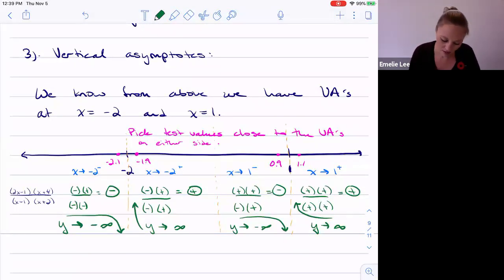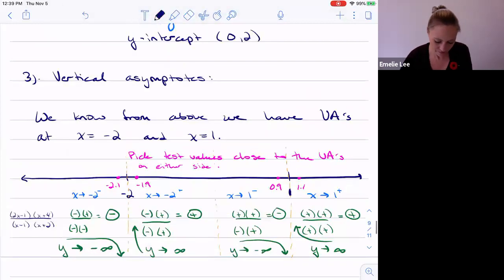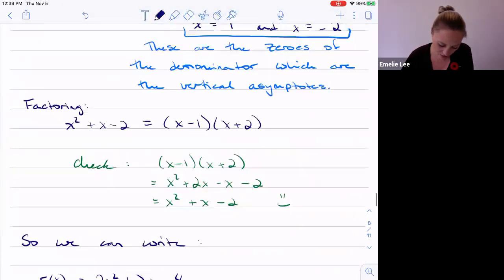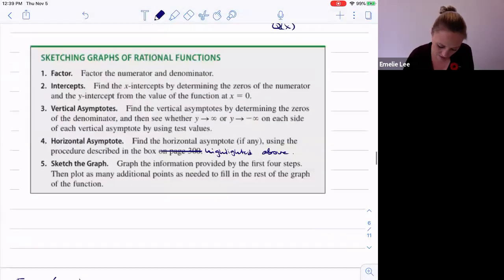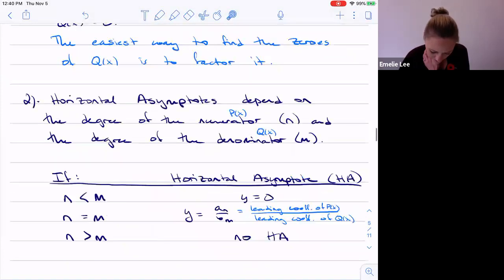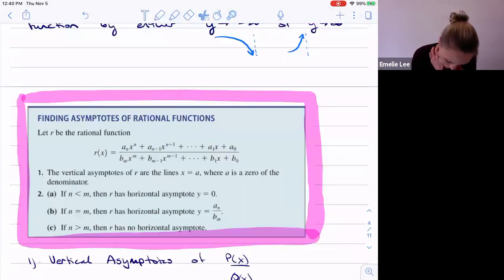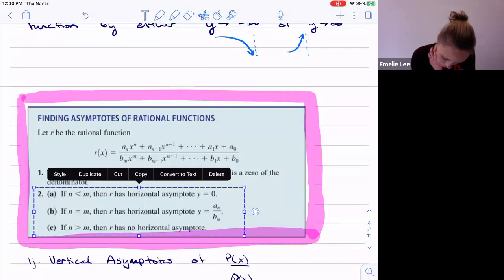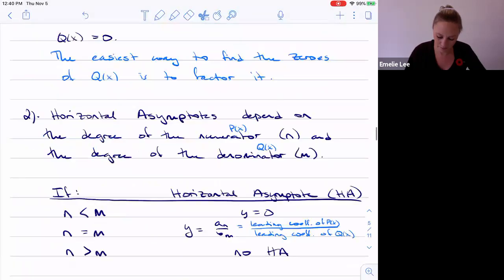All right. Step 4. Almost there. Going back to our list here. Figure out our horizontal asymptotes. So find the horizontal asymptotes if there are any. There are cases where there are none, right? When is that? When the degree of the numerator is larger than the degree of the denominator, right? And so I'm actually going to steal, because it's been a while. I'll steal this and bring it down.